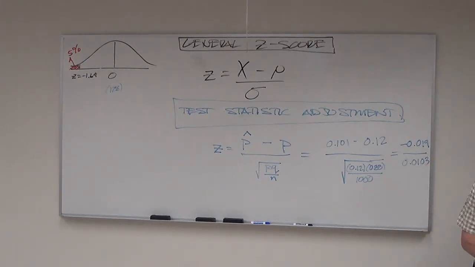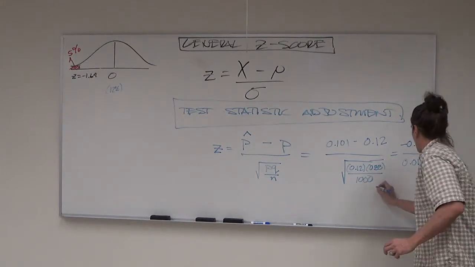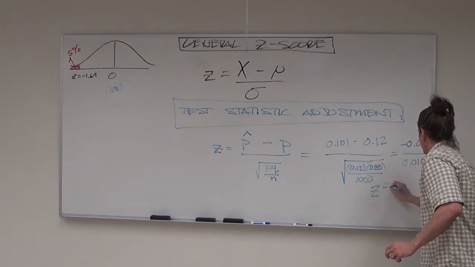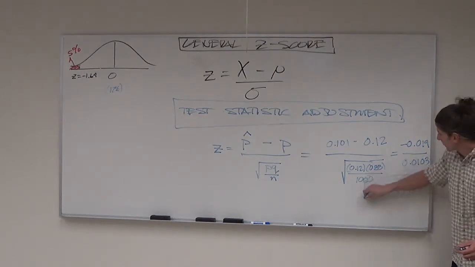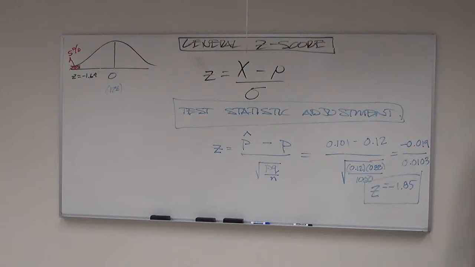Let's divide negative 0.019 by that. I end up with negative 1.85 to 2 decimals. Let's make sure we all get that. I get z equals negative 1.85 to 2 decimals. Let's make sure that everybody's getting the same thing I'm getting.